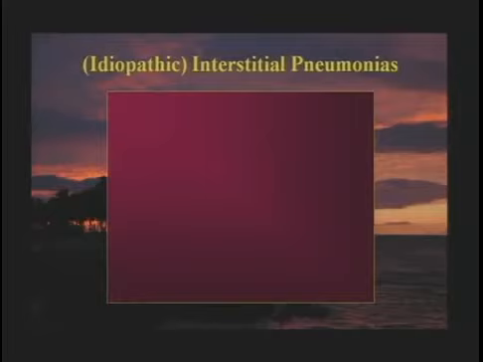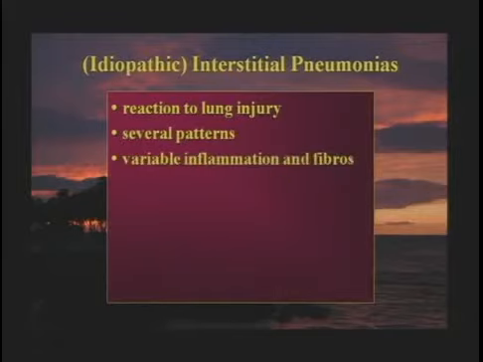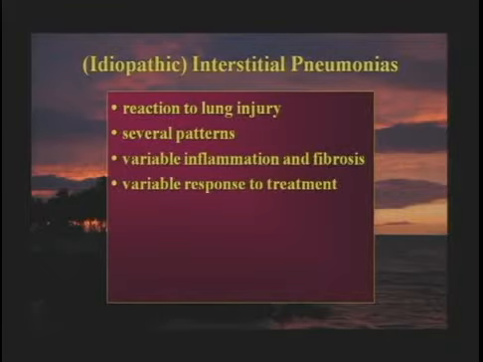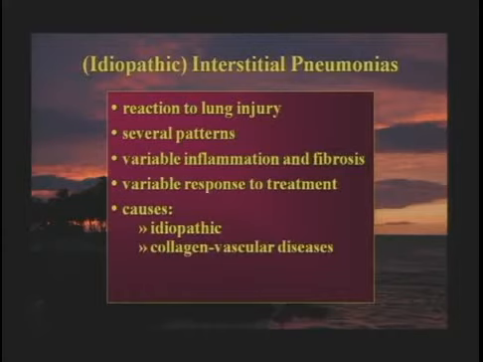Now, I'm going to digress for a moment and talk about the idiopathic interstitial pneumonias. They're an important group of lung diseases that you need to know about. These represent reactions to lung injury. The interstitial pneumonias are pathological responses of lung to injury. They are not diseases per se, but they are ways in which the lung can react when it is injured. They occur in several patterns with variable inflammation and fibrosis. They have a variable response to treatment, and they may be idiopathic or may be associated with collagen disease, or associated with drug treatment.